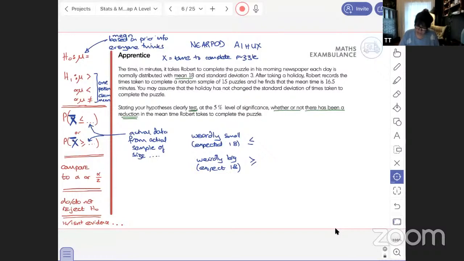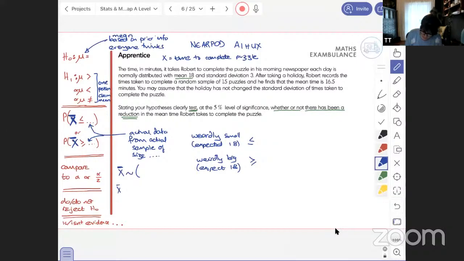So what we need is a new distribution, which is X bar, because X bar is the sample with a particular size. So X bar is the mean time to complete the puzzle out of a sample of 15. Now, it's not binomial. We don't put the n inside there, but it's a different distribution from the first one. The first one is normal, 18, 3 squared.